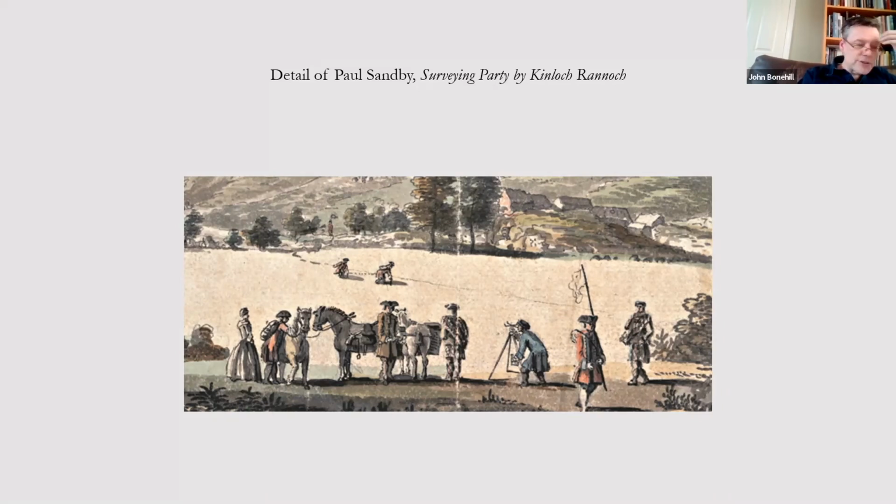In this sense, it's striking that the measuring chain being dragged by the two figures across the ground in the middle of the picture are silhouetted against blank paper. And a reminder perhaps of the sheets on which the new view of the land being projected was to be inscribed.